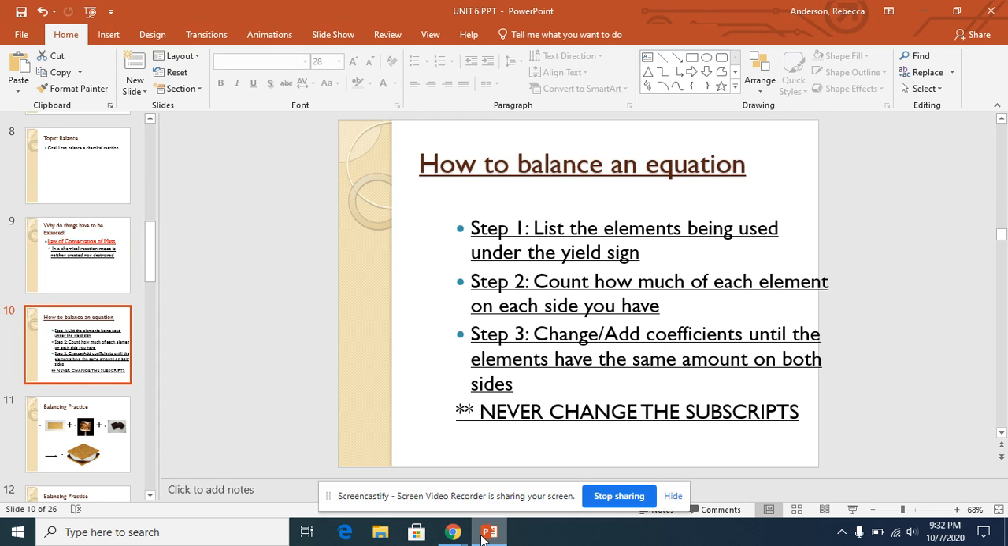First, I'm going to go through and read these steps, and then I'll put them into practice for you so you can see how to balance a reaction. Step 1, list the elements being used under the yield sign. Step 2, count how much of each element on each side you have. Step 3, change or add coefficients until the elements have the same amount on both sides. Never change the subscripts. Again, you could pause this video right now so you can type out the different steps, and then press play once you have them all typed out, and you can move on to the next slide. Or I will move on to the next slide. You'll still be on this notes page.